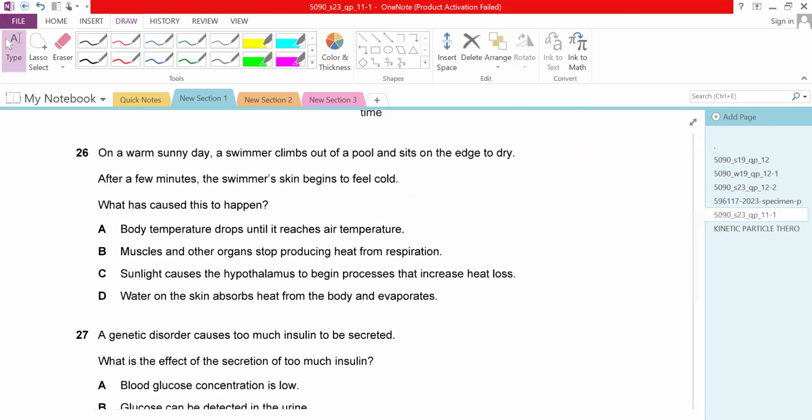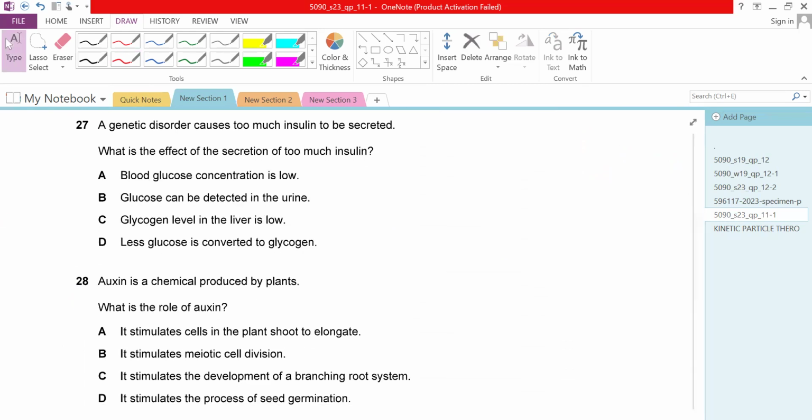Question number 26. On a warm sunny day, a swimmer climbed out of the pool and sits on the edge to dry. After a few minutes, the swimmer's skin begins to feel cool. What causes this to happen? Let's read out the options. The body temperature drops until it reaches the air temperature. No. Muscle and other organs stop producing heat from respiration. No. Sunlight causes the hypothalamus to begin the process that increases the heat loss. No. Water on the skin absorbs heat from the body and evaporates. Yes. So option D is correct for question number 26.